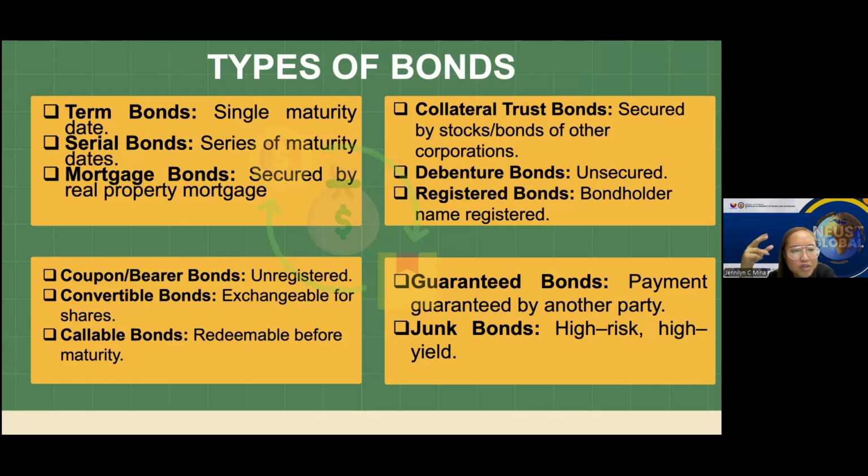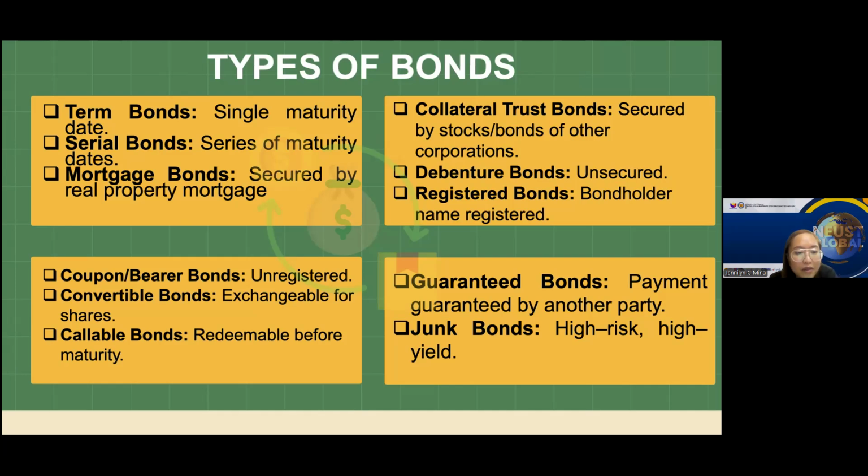Registered bonds, the bondholder's name is recorded to ensure that only they can receive that payment. Or convertible bond, it can be converted into company shares instead of being repaid in cash. You can convert it into shares. A company bond that allows investors to exchange it for company stocks. Callable bond, it can be paid off early by the company before maturity. If the interest rates drop, a company buys back the bond early to save money.